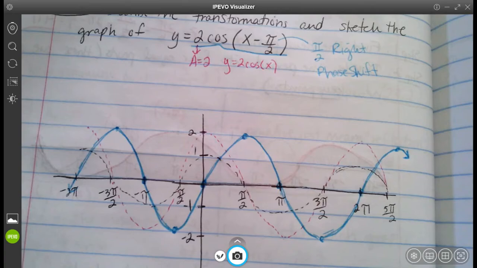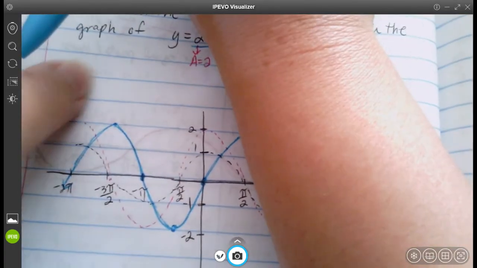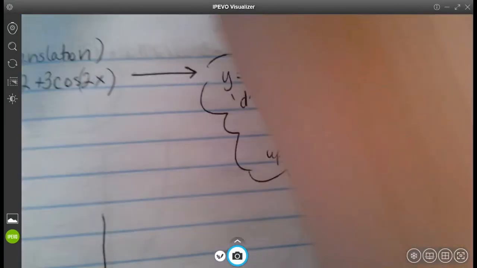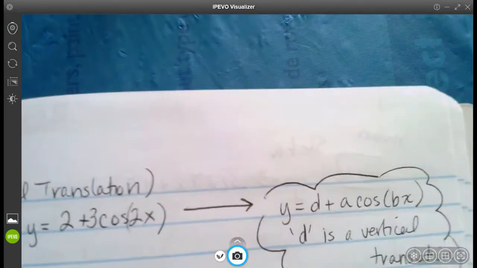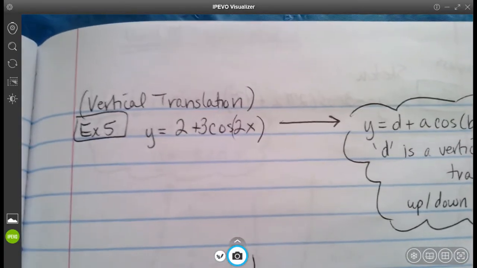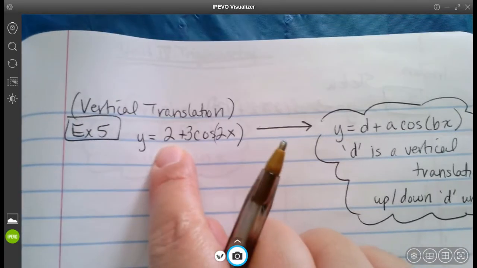We're going to go ahead and do another example. This one does have a B. So let's see how that looks. We have a vertical translation problem where now we're moving up and down.